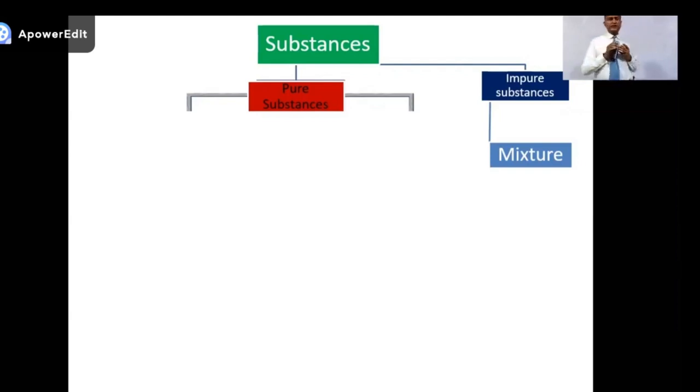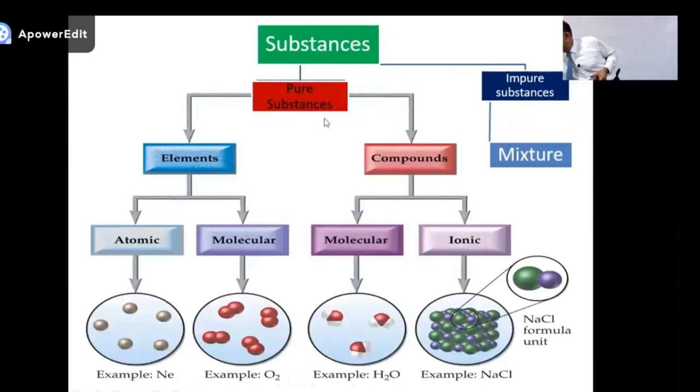What do you think? Is water an element? Correct. Water is not an element because it contains two different kinds of atoms, two different kinds of elements, hydrogen and oxygen. So what do we call such type? We call them compounds. I repeat, for the latecomers, all the substances can be divided into two groups, either pure or impure.